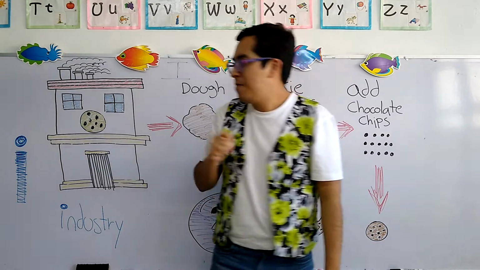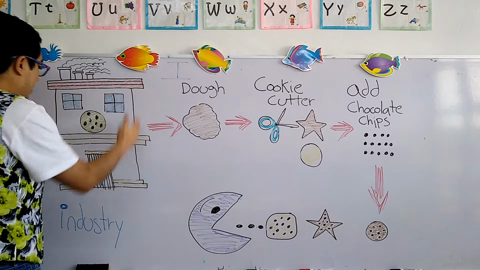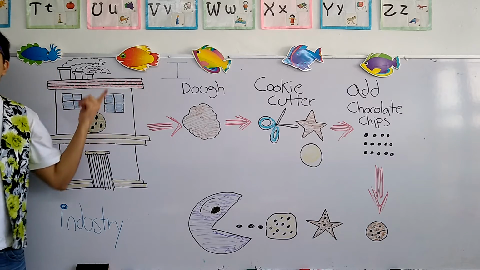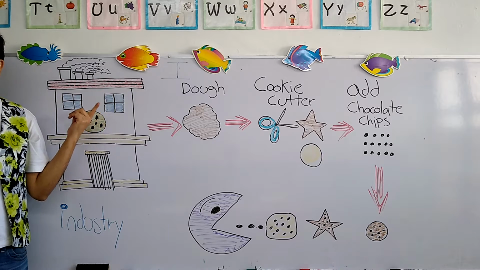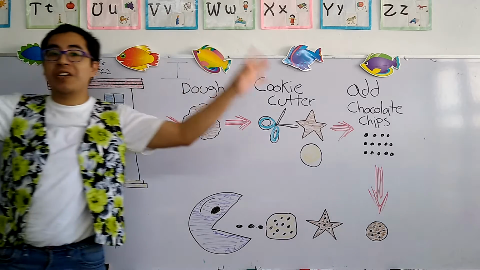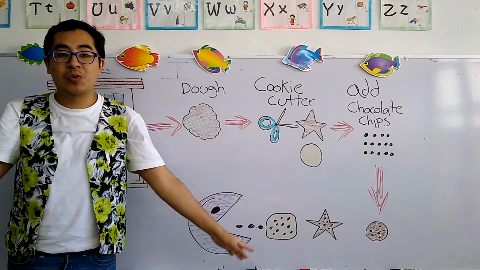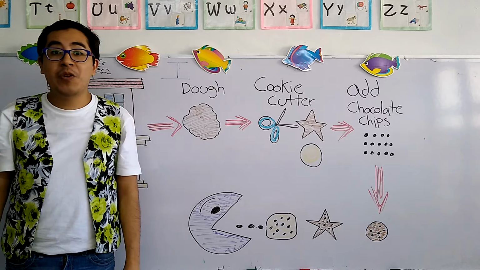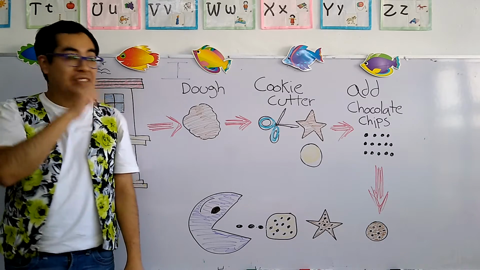So, let's see. First of all, we have the building. Tenemos nuestro edificio. This is called an industry, que se llama industria. Inside is where all the magic happens. Adentro es donde sucede toda la magia. Where we create the cookies. Donde hacemos las galletas. Let's see.